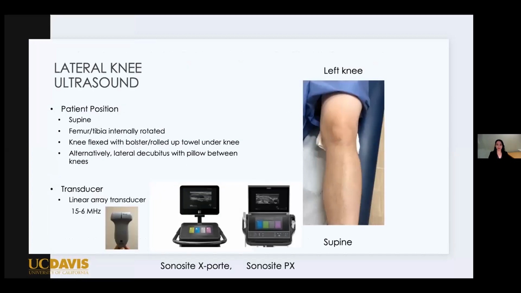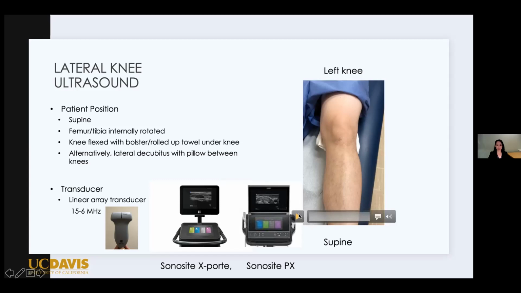To start the scan, the patient is positioned supine with the femur and tibia internally rotated. The knee is flexed with a bolster or a rolled up towel under the knee. Alternatively, the lateral decubitus position can be used with a pillow between the knees.